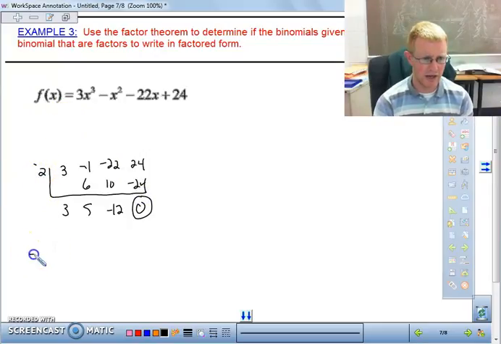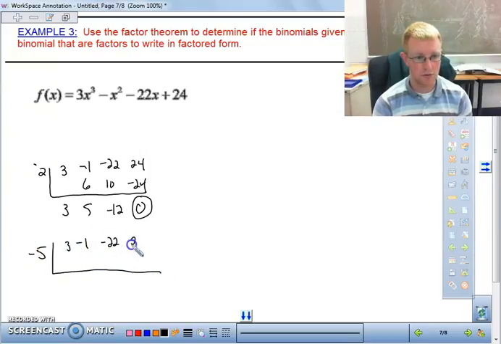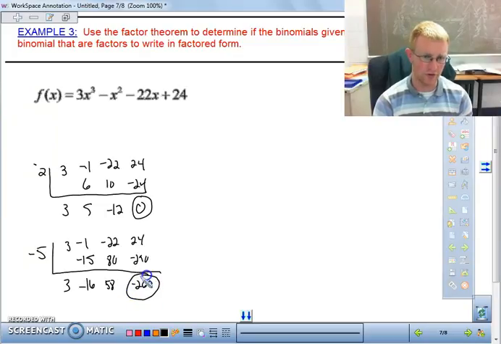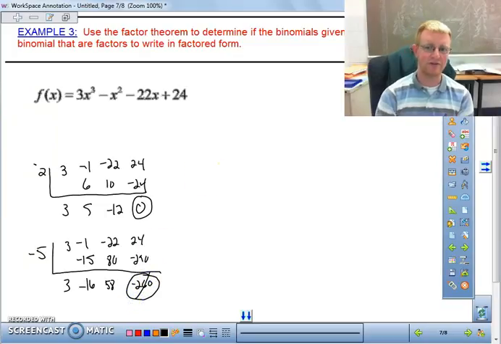So let's check negative 5 and see how that works out for us. So 3 times negative 5 is negative 15, negative 16. Then we're going to get 80. This will give us positive 58. And then we get negative 290. And this gives us negative 260, which clearly is not 0. So x plus 5 is not one of our factors.